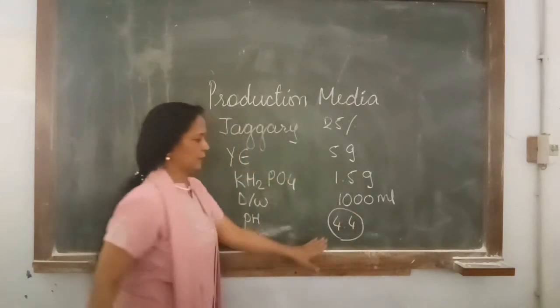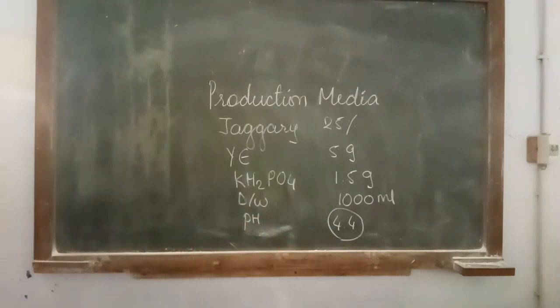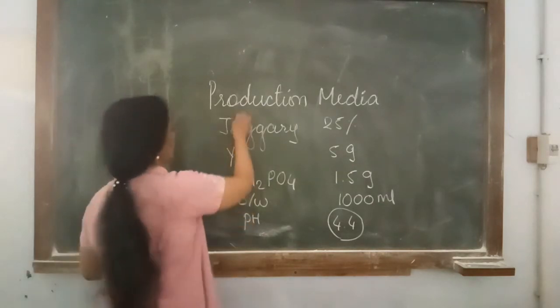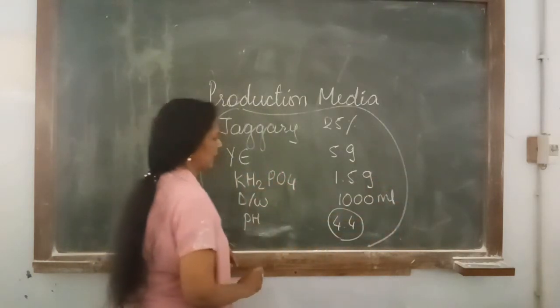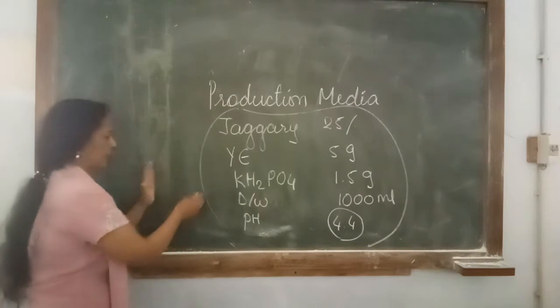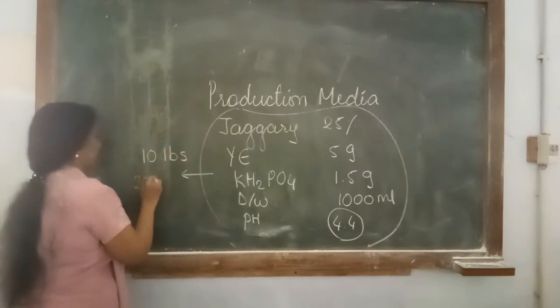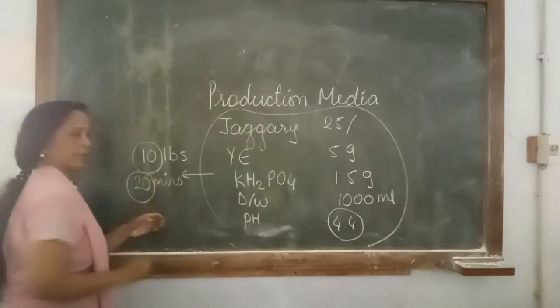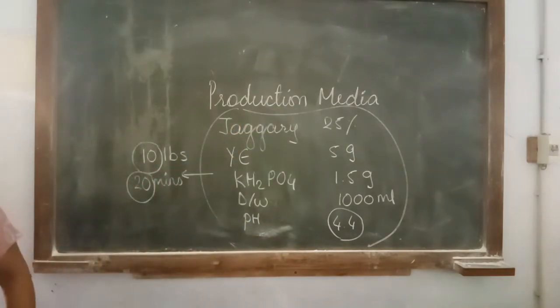Here also you can notice that it is an acidic pH, because these yeasts are unicellular fungi and they require an acidic environment for their growth. After preparation, this medium is to be autoclaved properly at 10 pound pressure for 20 minutes. So this is the preparation for our practical, how we are going to prepare the different media.